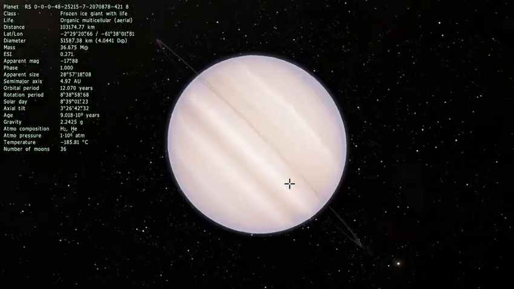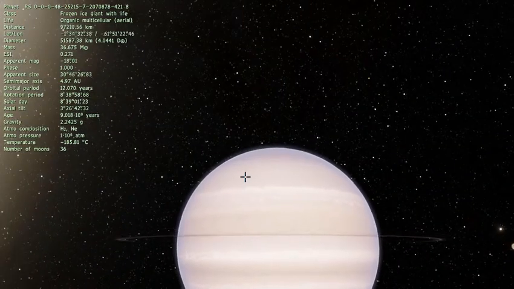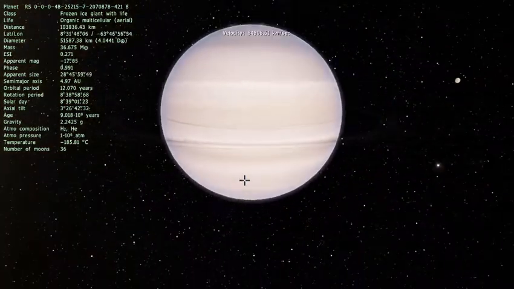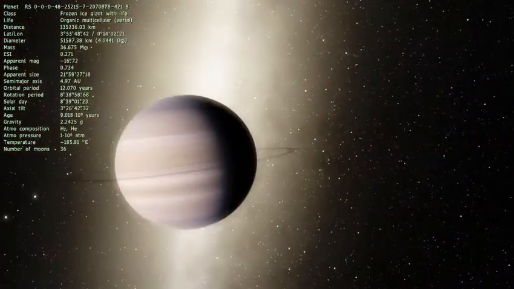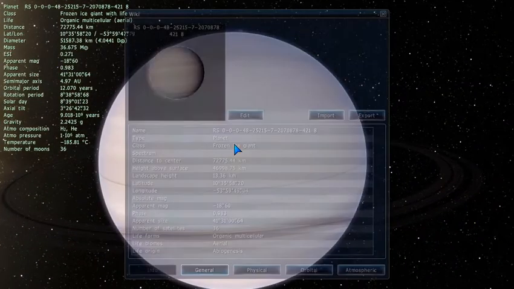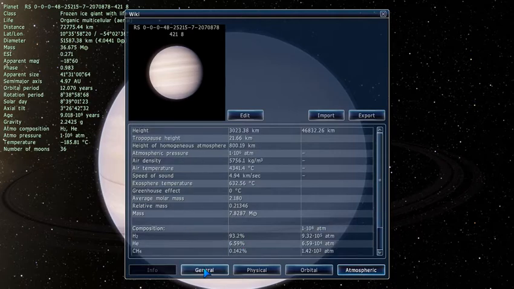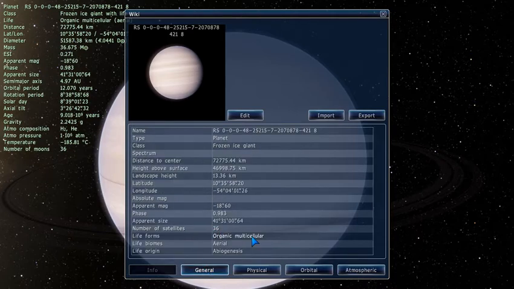Anyways, enough of that. Does this have life, or is it? Yeah, this one does have life. Okay, it isn't one of the moons. It actually has aerial life. Well, that's kind of nice. Let me guess, hydrogen, helium? Yeah, of course. What's the life looking like? Aerial, abiogenic, so it's local.